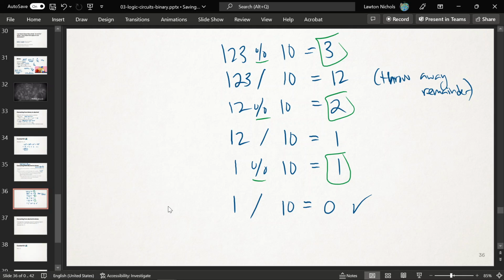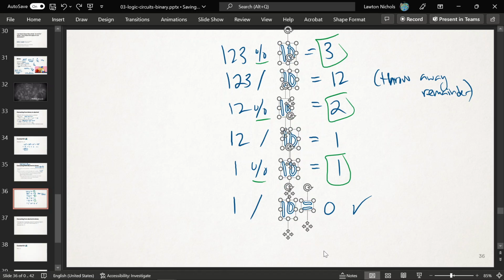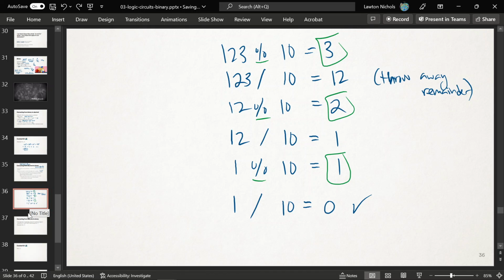Because look where the base appears. There it is, there it is, there it is. Every time I'm doing mod or division by 10, I get a decimal digit back. So that implies that if I want a binary digit back, if I want the rightmost binary digit and to shift it away, I could just change these 10s to 2s. And that really will work. So let me show that to you.